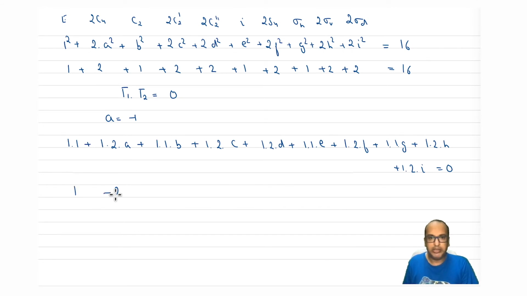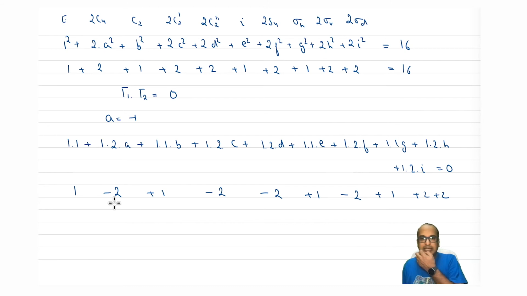So 1 minus 2 plus 1 minus 2 minus 2 plus 1 minus 2 plus 1 plus 2 plus 2. If I do this, you see that I have deliberately chosen A, C, D and F as negatives. So that gives me 2, 2, 2, 2 negatives, and then 1, 1, 1, 1 plus 2 plus 2. So 8 positives and 8 negatives, giving rise to overall 0.